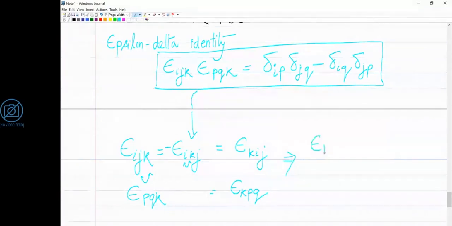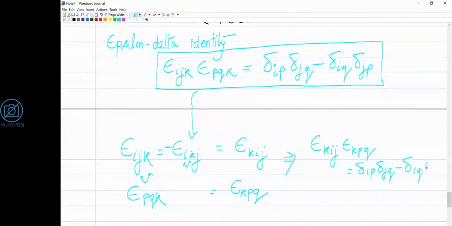And seeing that, you could also write the above identity as epsilon kij into epsilon kpq being equal to Kronecker delta ip into Kronecker delta jq minus Kronecker delta iq into Kronecker delta jp.